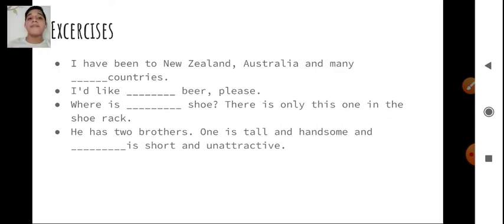And finally, he has two brothers. One is tall and handsome, and the other is short and unattractive. And the other, okay, the other, because you are referring to the other person, to another person, the other is short and unattractive, guys.